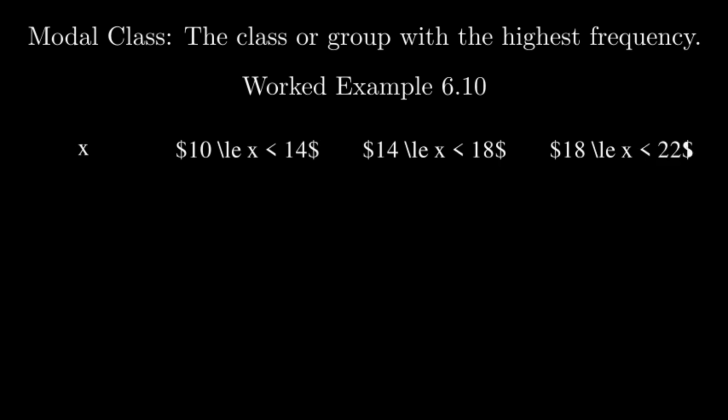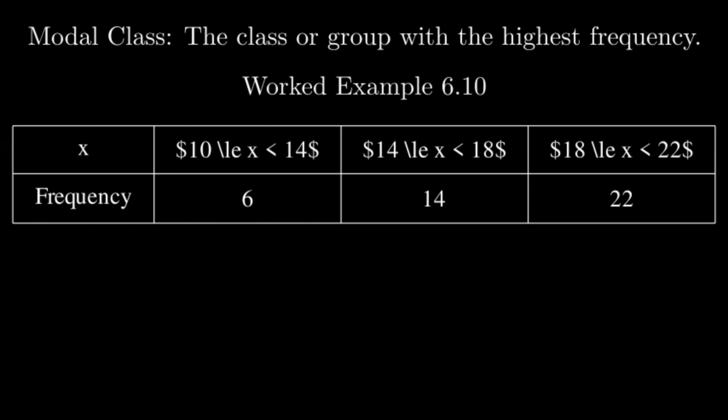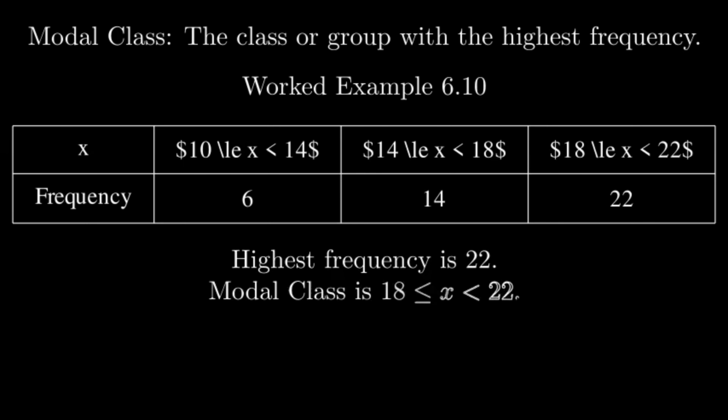When dealing with grouped data, we also can't find a single mode. Instead, we identify the modal class. The modal class is simply the interval that has the highest frequency. It's the most common group. In this example, we look at the frequencies 6, 14, and 22. The highest frequency is 22. Therefore, the modal class is the interval corresponding to this frequency, which is 18 ≤ x < 22.